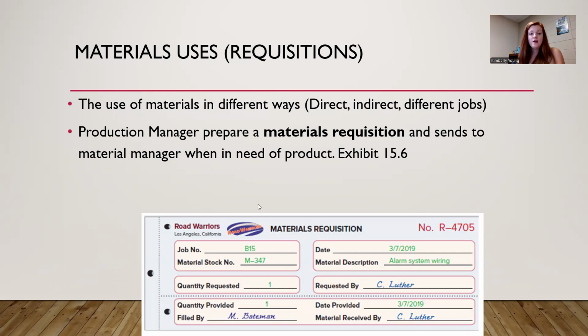And they say, look, we are creating job B15. We need this material. This is the materials number. This is the date. This is alarm system wiring. We only need 1. And then the production manager signs off on it. Then when they provide it, the materials manager signs it saying we're providing this, and then the production manager signs saying we received it. Looks like they had a fast turnaround. They did it all on the same day. So this right here is where it moved from our raw materials to our work in process.